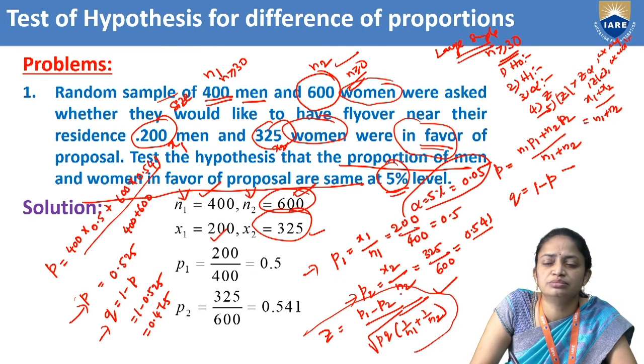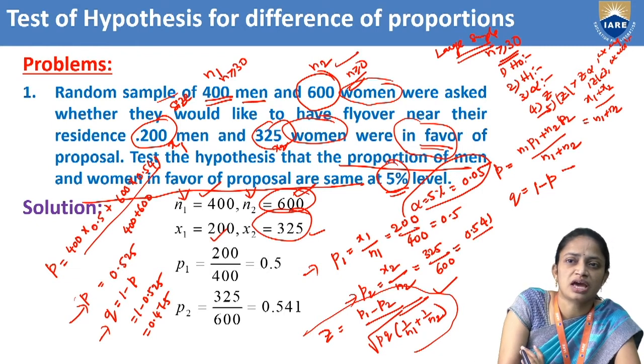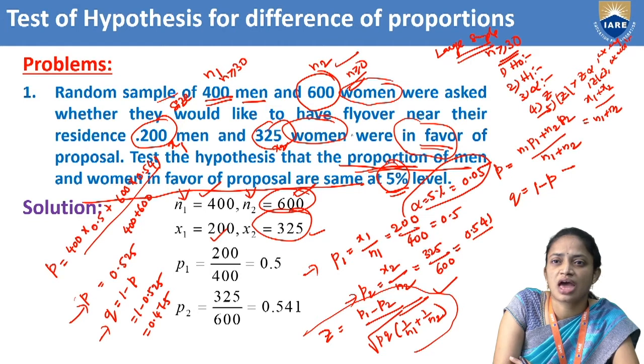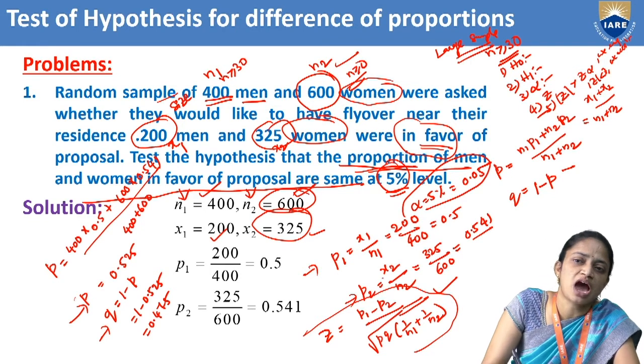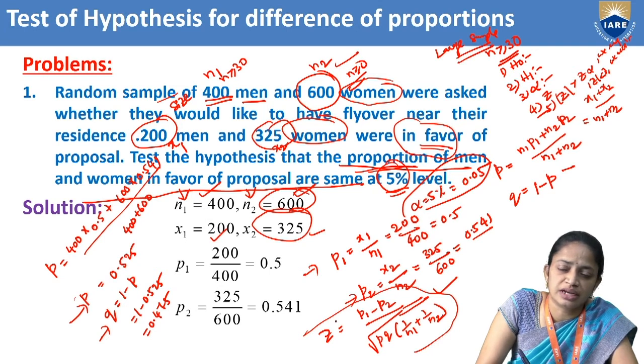So two samples means either we will get test of hypothesis for difference of means, or we will get test of hypothesis for difference of proportions. Here in the question they have mentioned proportion, right? And here we have x values and n values, not means. So that's why we have to take the test of hypothesis for difference of proportions.